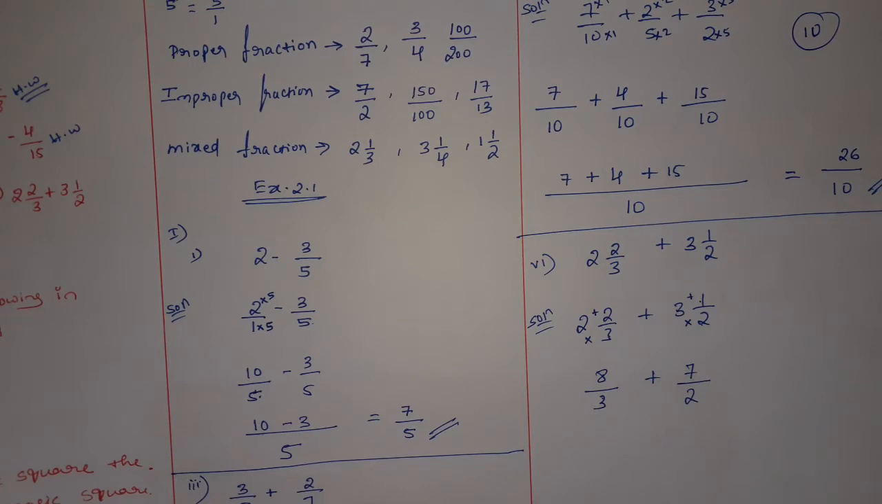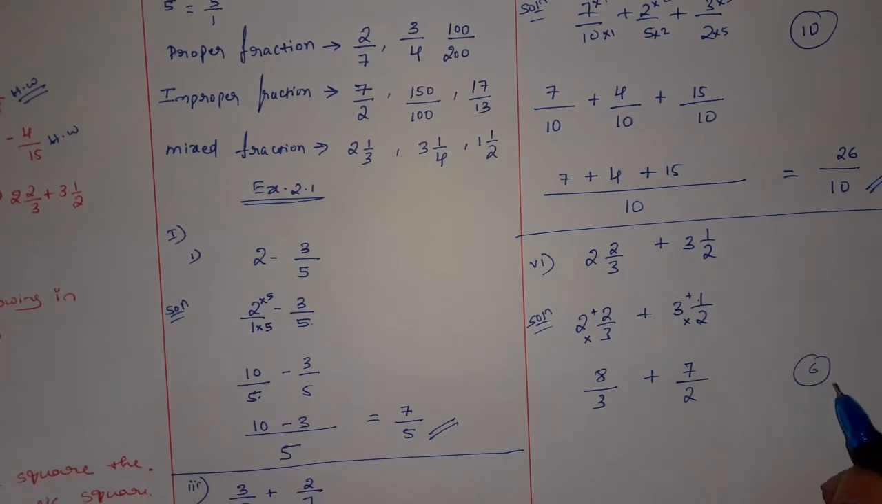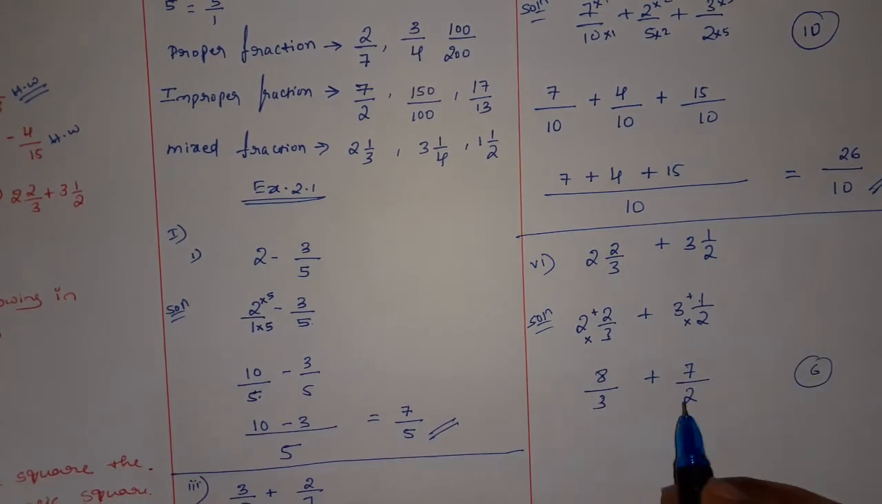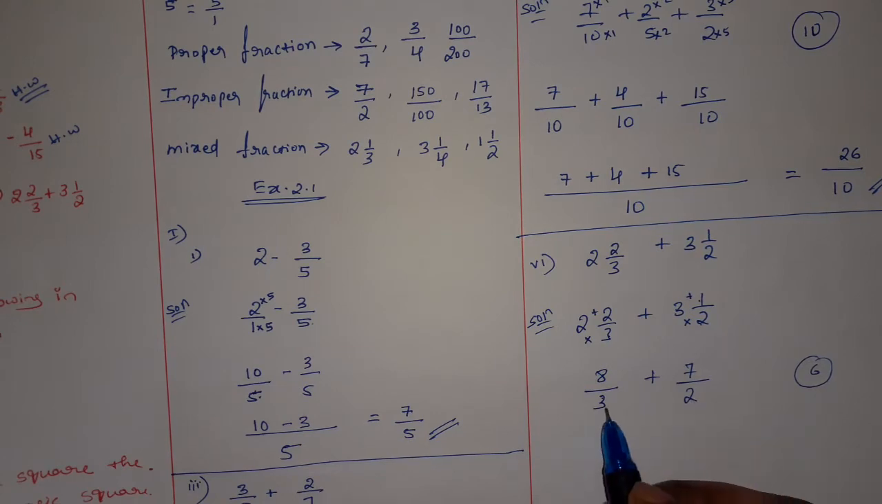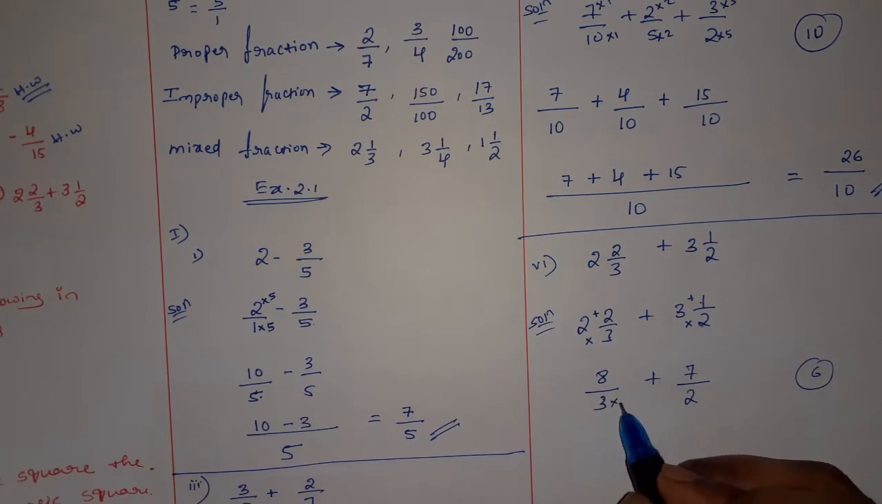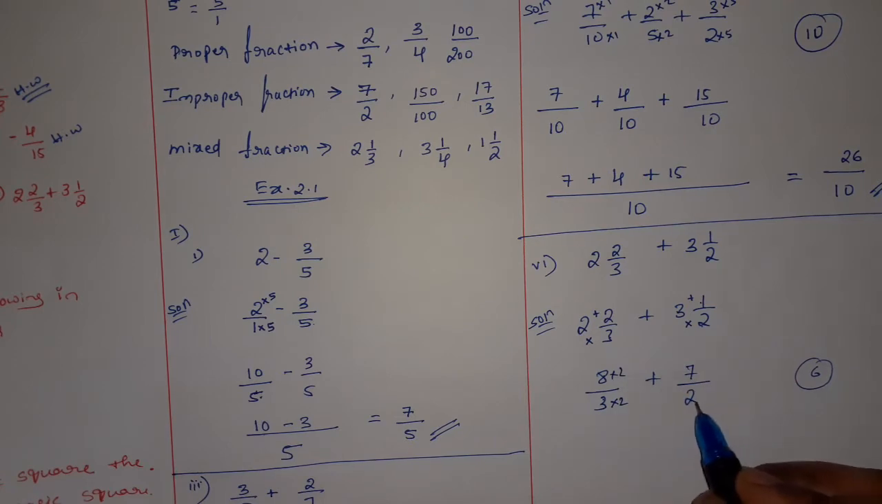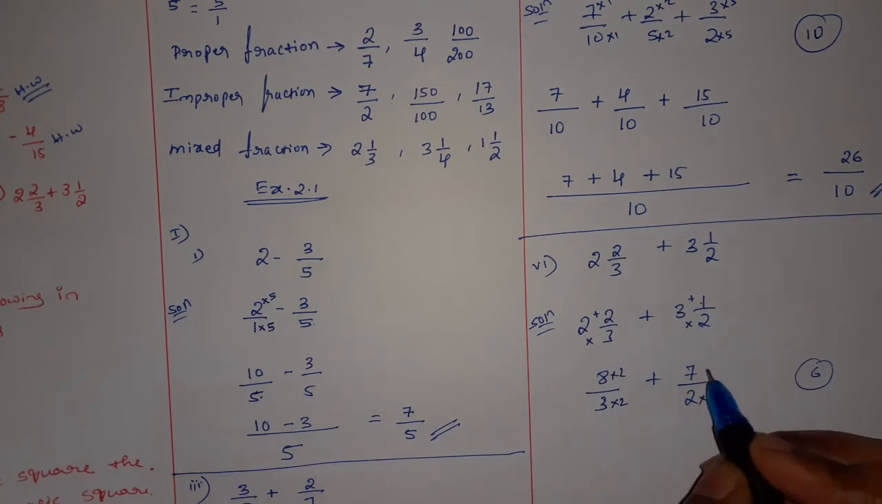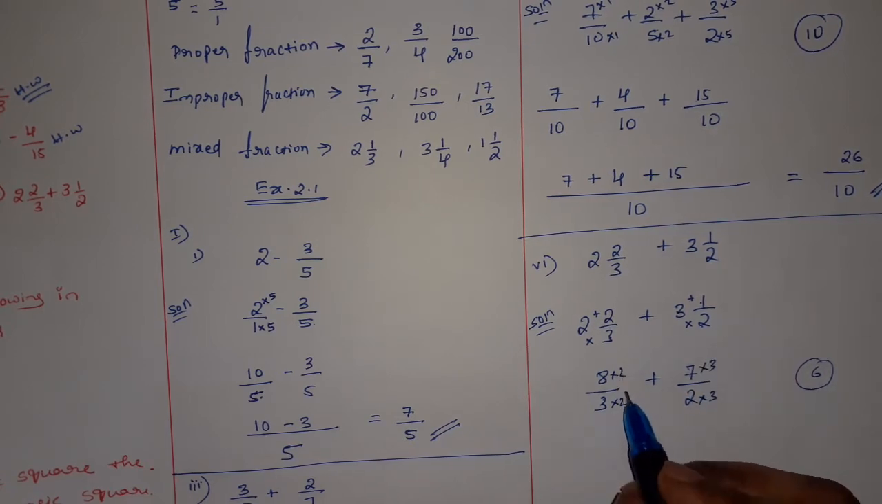In 3 and 2, which number is common? 6, no? 6 is common. 6 can be found in the 3 table as well as in the 2 table. So 3 how much is 6? 3 2s are 6. 2 how much is 6? 2 3s are 6. The same number you have to multiply.